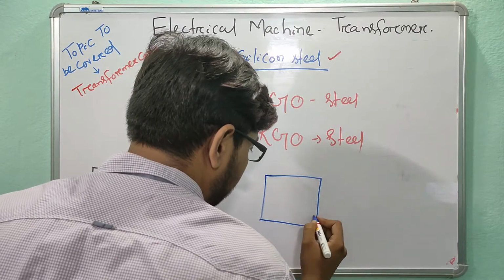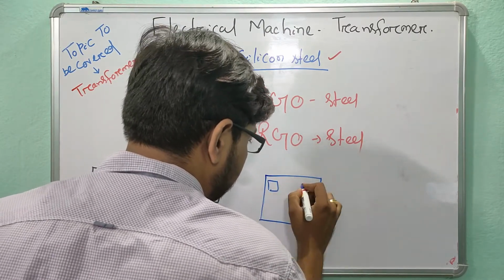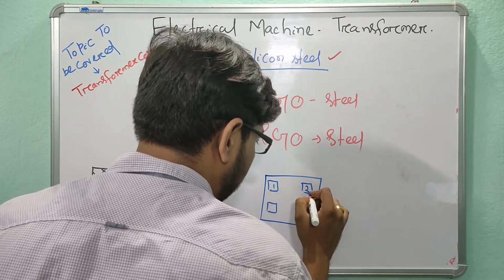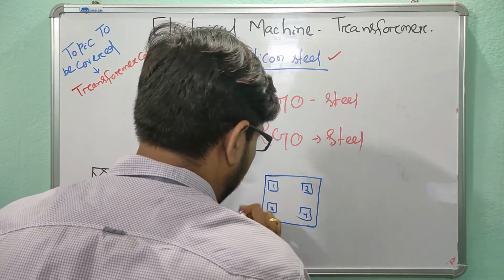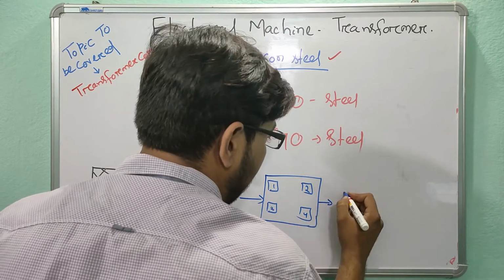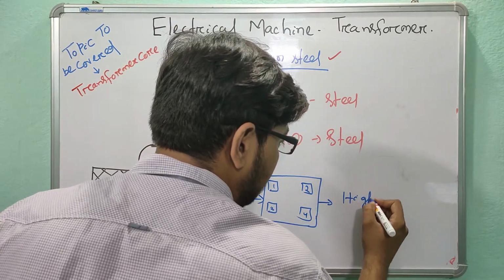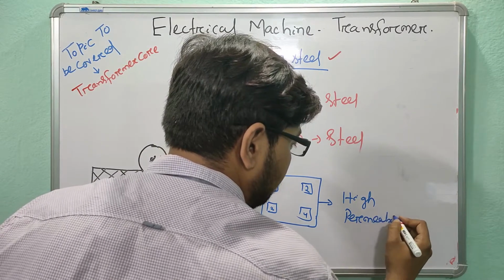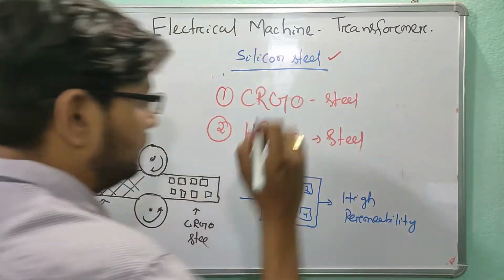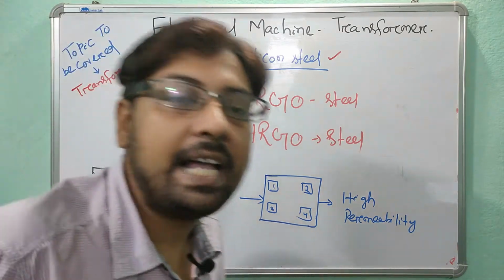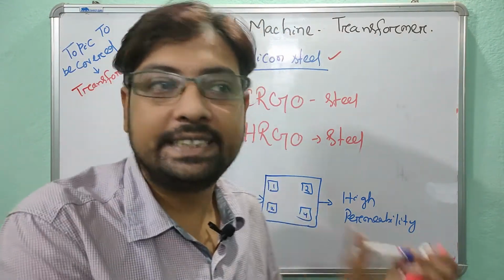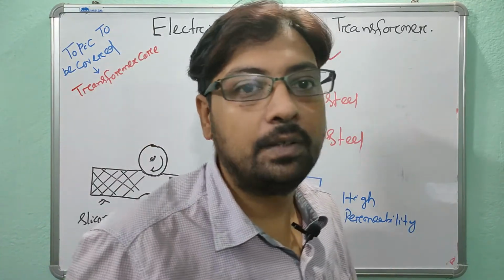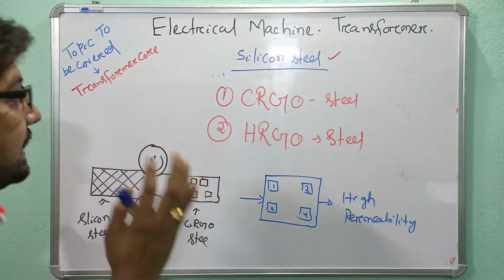This is my orientation. So all the orientations are arranged, that is 1, 2, 3, 4. All are high permeability. So due to the high permeability, we use CRGO steel as a core in the transformer. Now this is all about the silicon steel.